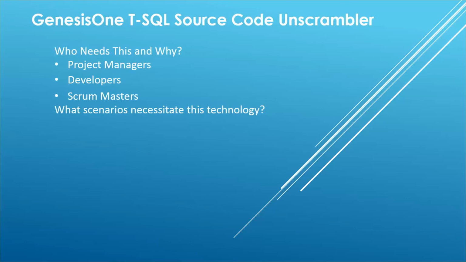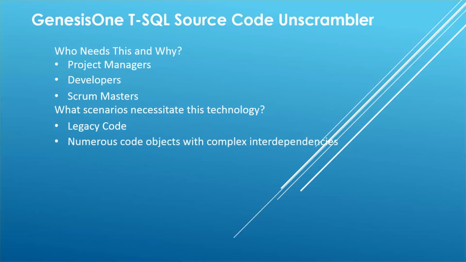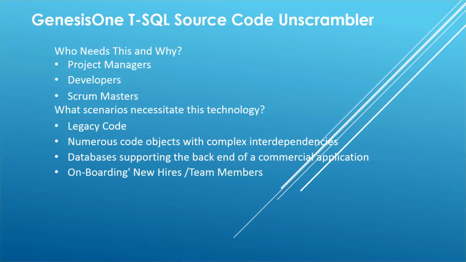Now, what scenarios necessitate this technology? Legacy code, obviously where the developers are not around anymore to explain anything. Numerous code objects, complex dependencies and interdependencies. Databases on the back end of a commercial application. Onboarding new hires. And determining the scope of work. All help discover hidden complications.